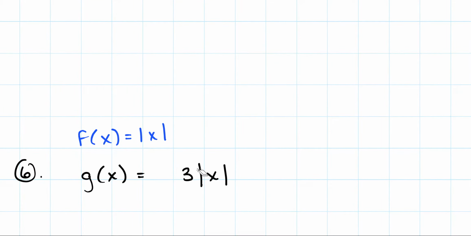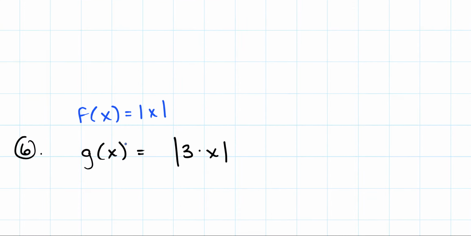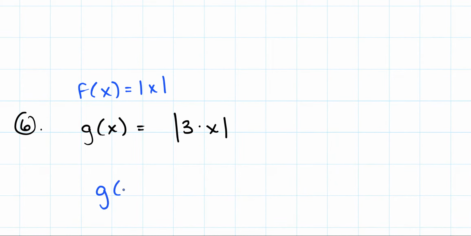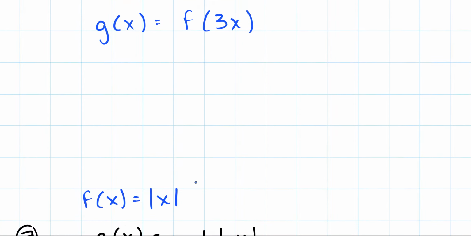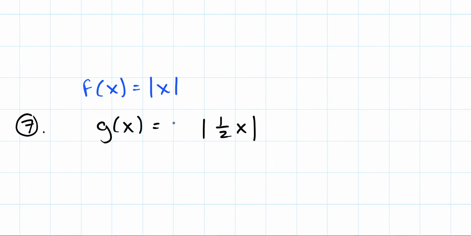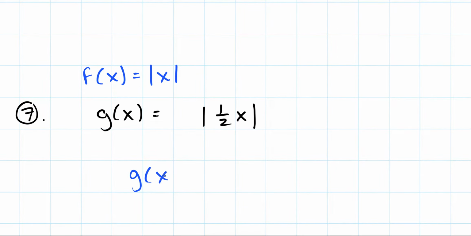I think we had this one already. What I'm going to do is change it just a little bit, and make it 3 times x on the inside of absolute value signs. So g of x is going to be f of 3 times x. We're putting 3 times x inside this absolute value sign. And this one, this is f of 1/2 x.